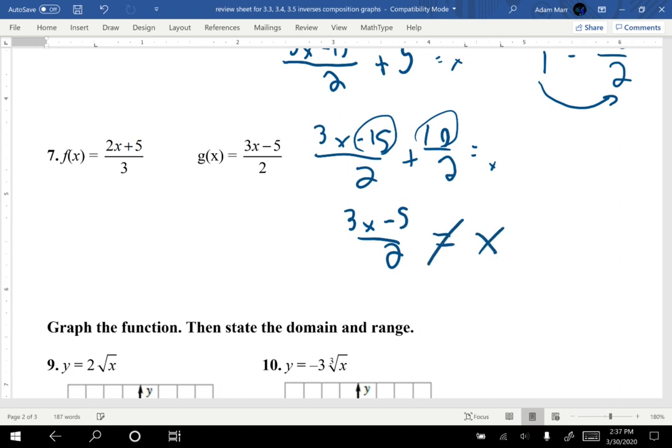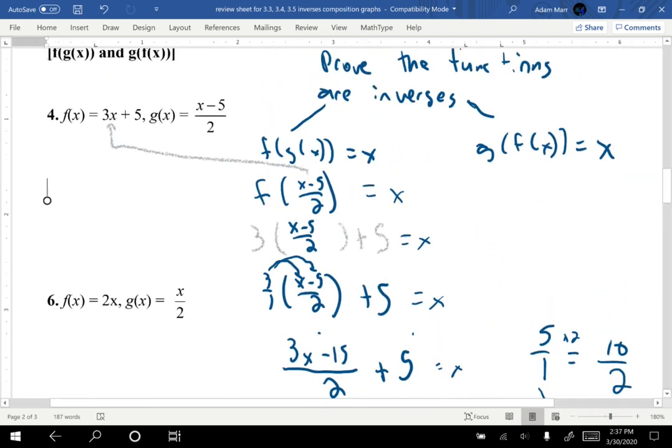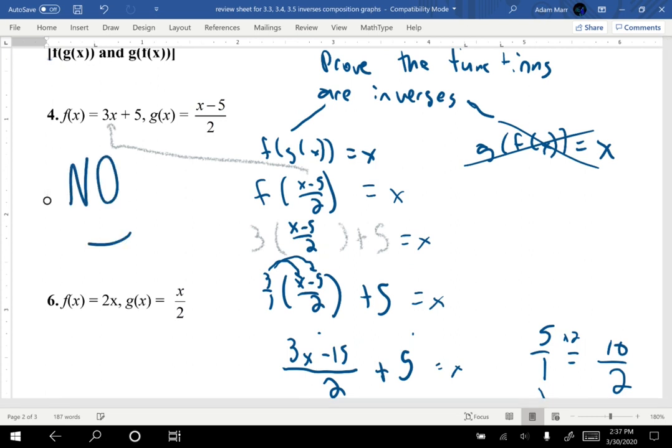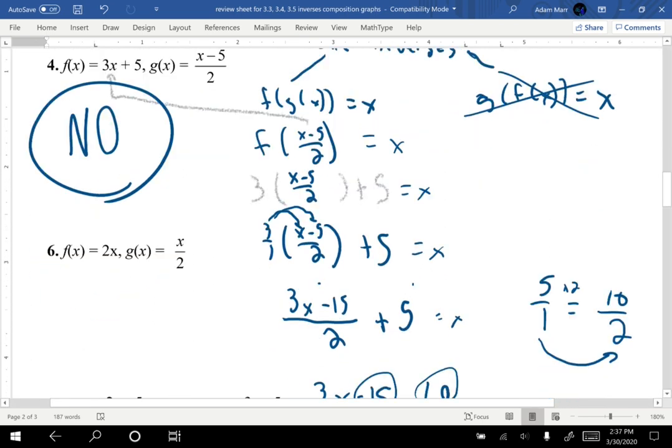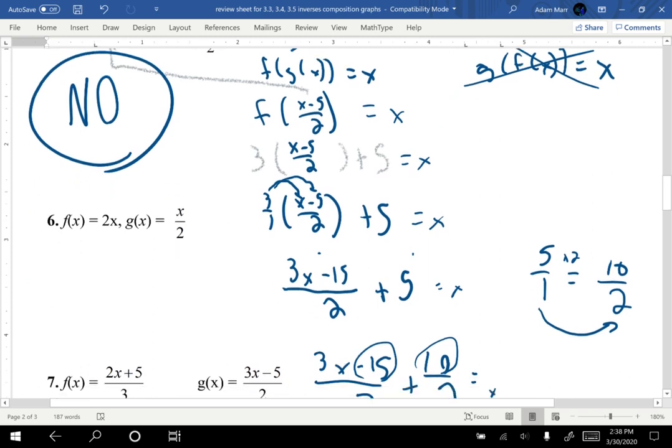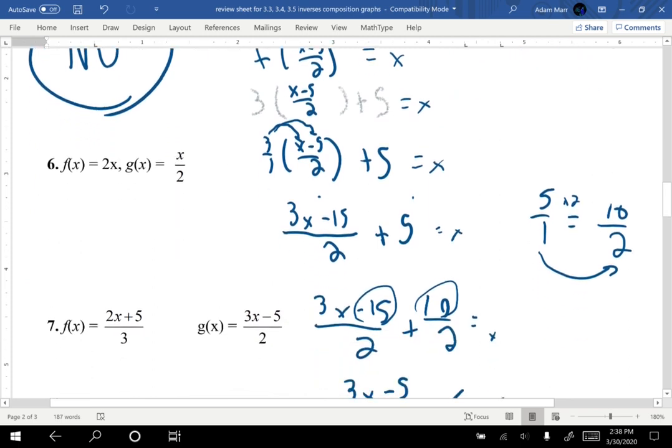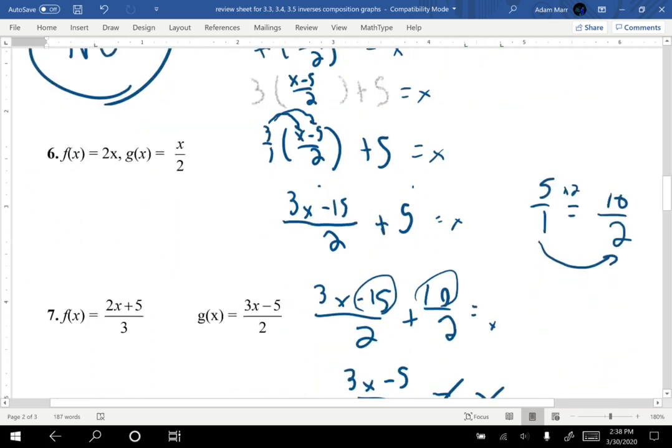So guess what? We don't even have to do the second part of proving they're inverses. This is not necessary because the first one didn't even work. We just write NO. Okay, or you can just say they're not inverses. It didn't specifically ask, are they inverse functions? No. Now, if you notice, 6 and 7 are a little bit easier than this one. Number 4 was a little harder.